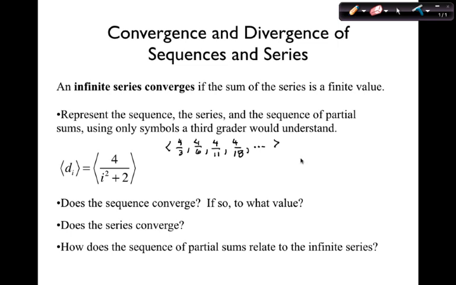and we know what the sequence of partial sums would be. Let's write out the sequence of partial sums. So we know the series is the sum. So the sequence of partial sums is 4/3, then 4/3 plus 4/6, then 4/3 plus.